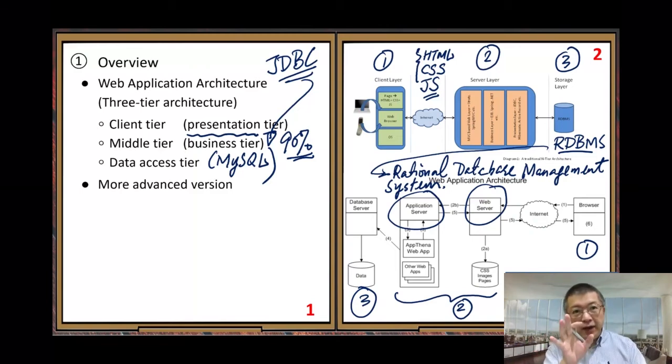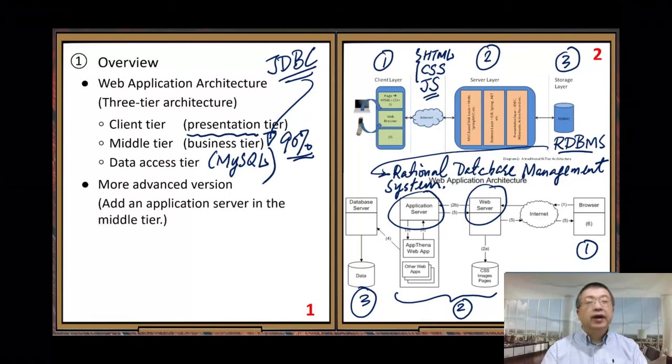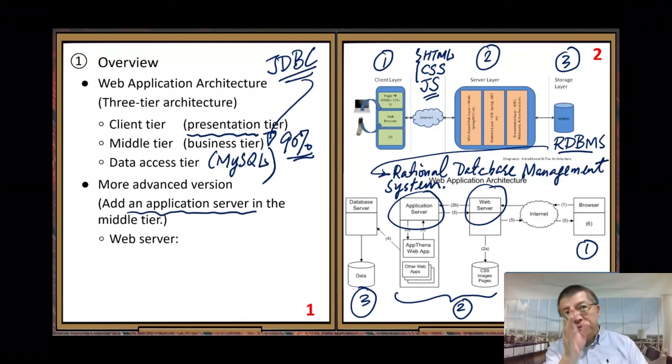For the middle tier here, I'd like to look at it. Why are there two blocks in the middle tier? The reason is very simple: when we need to do some advanced data processing work, we need a more advanced server called an application server. So here we have two types of servers in the middle tier.